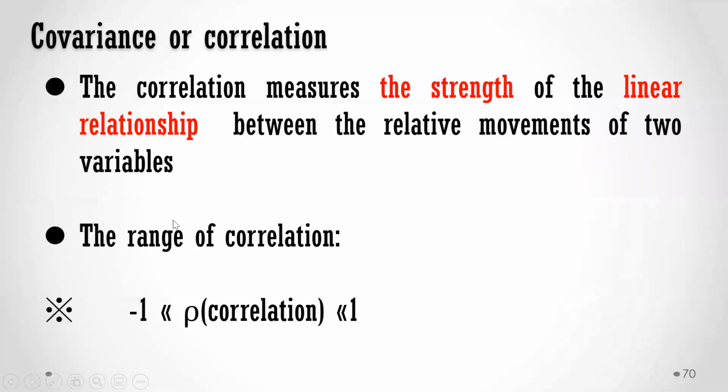To be more specific, the correlation measures the strength of the linear relationship between the two variables. So it measures whether the two stocks move in lockstep. When one stock increases, another stock increases. And the important characteristic of this correlation is that it ranges between -1 and +1.